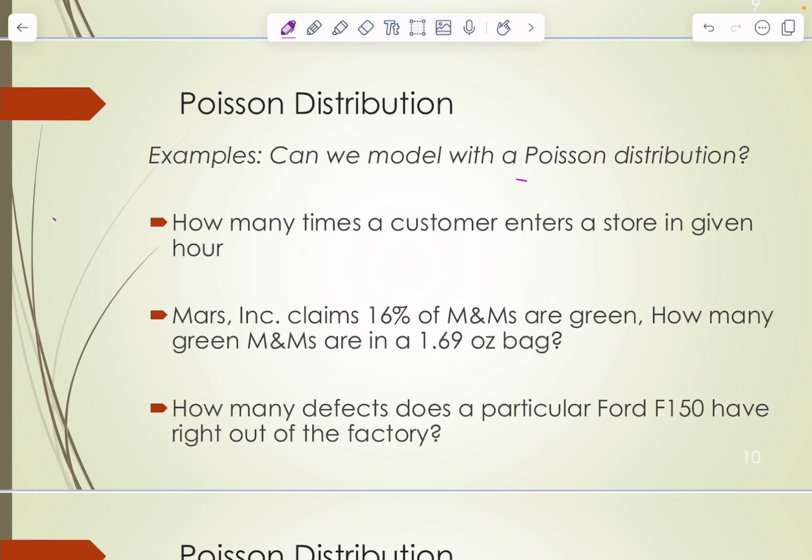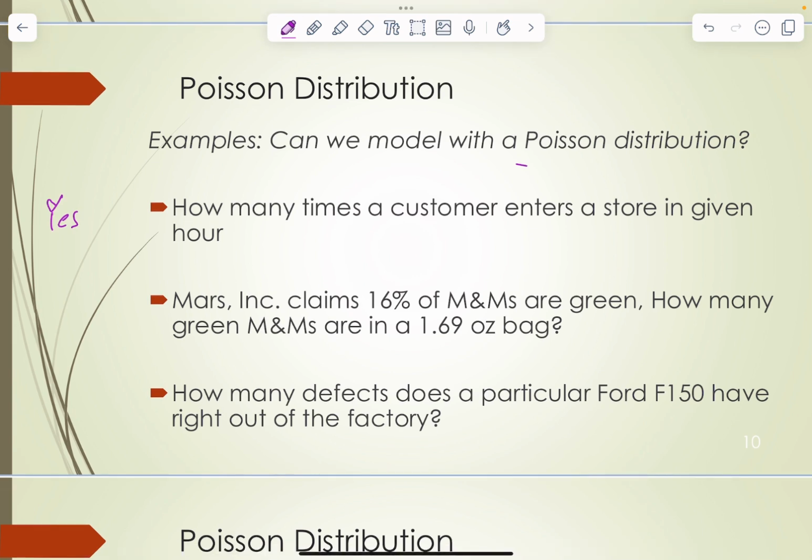Here are some examples. Can we model these with the Poisson distribution? How many times a customer enters a store at a given hour? Yes, we can. There's a fixed interval, and there is an occurrence or counting. Generally speaking, they come in at random. In general, do people shop alone? Perhaps in some stores, people are more likely to shop alone than in others. But if customers are usually shopping alone, then they're just going to come in and it's going to be independent of other customers. But this one here is in general close enough, basically.